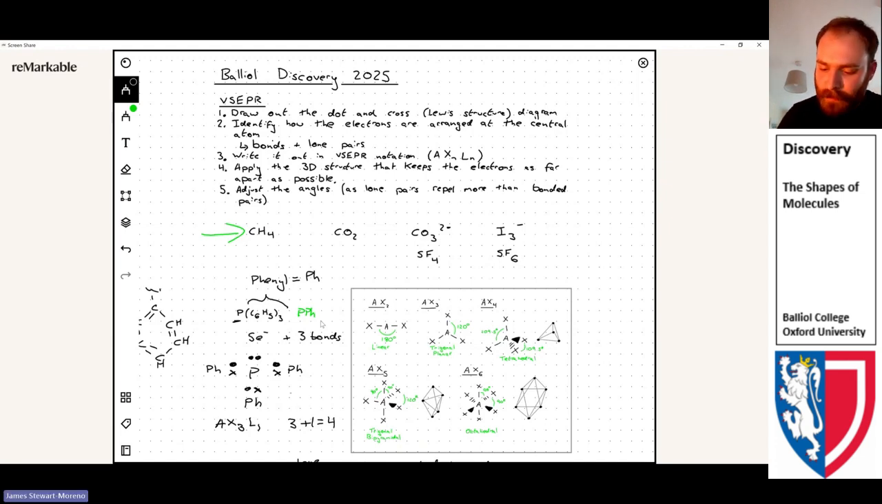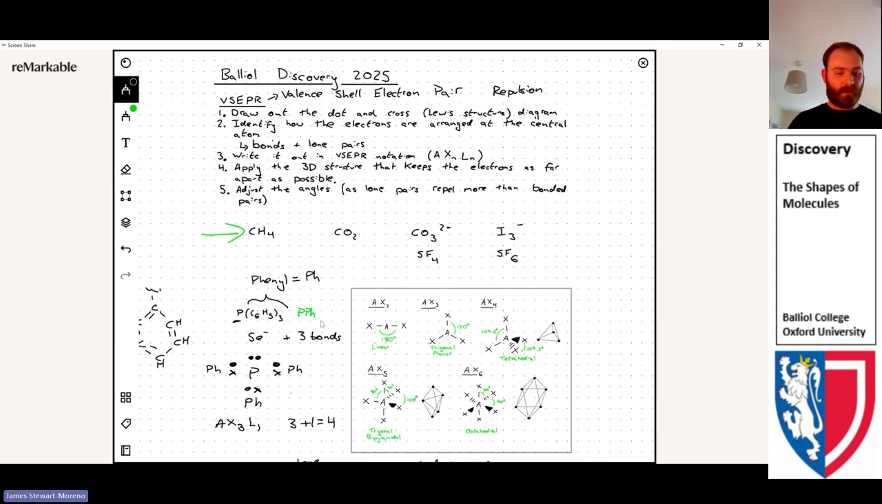So VSEPR stands for valence shell electron pair repulsion. If I can remember to write properly, electron pair repulsion.